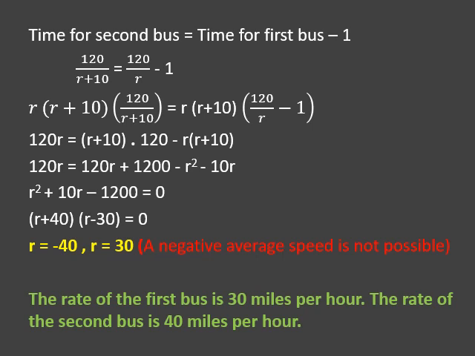At the end, you're going to get the first bus speed is 30 miles per hour, and the second bus is 40 miles per hour. This is bus A, and this is bus B. When you compare these 2 numbers, 40 and 30, yes, they have a 10 miles per hour difference, as stated inside the question. Let's move on to tutorial 5.3.